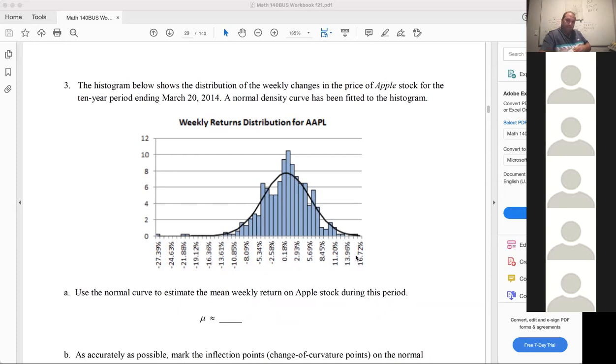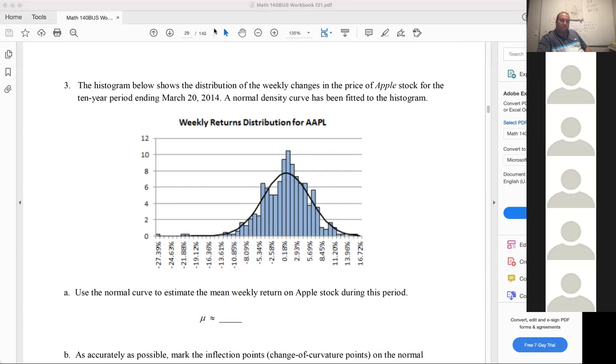When you just add them all up and then... no. We have this normal curve. We don't need to look at the individual columns anymore because now it says use the normal curve. How do I find it from the normal curve? Find the one that's closest to the high point of the normal curve. Okay, well, there's the high point. So what is that? It looks like 0.18%. Yeah, that's what I meant. I believe you. So 0.18% seems to be the mean weekly return. Yes.